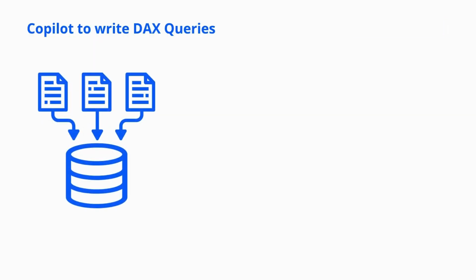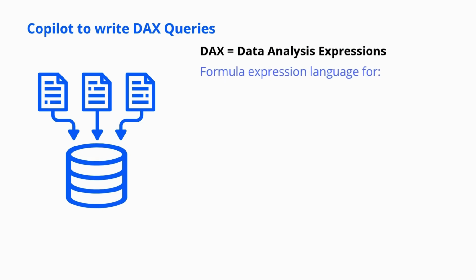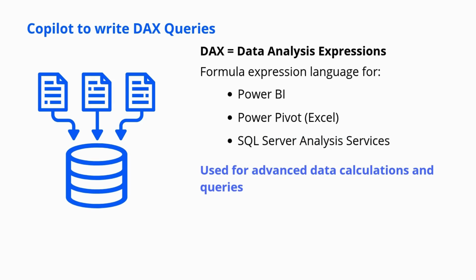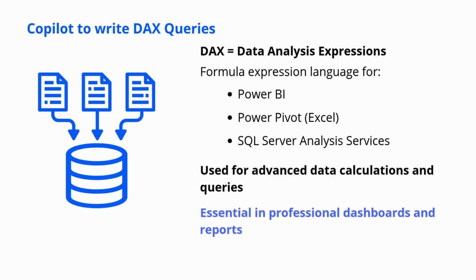Using Copilot to write DAX queries in Power BI. In this module, we explore how Copilot in Power BI can simplify the complex task of writing and understanding DAX, Data Analysis Expressions. What is DAX? DAX is a powerful formula language used in Power BI, Power Pivot for Excel, and SQL Server Analysis Services. It enables users to create custom calculations, perform aggregations and time-based analysis, and build complex expressions for interactive dashboards.